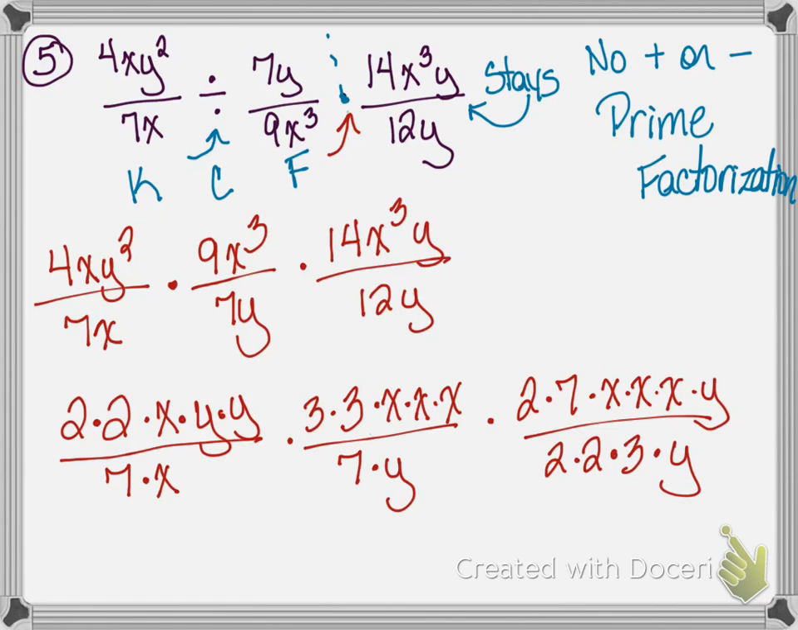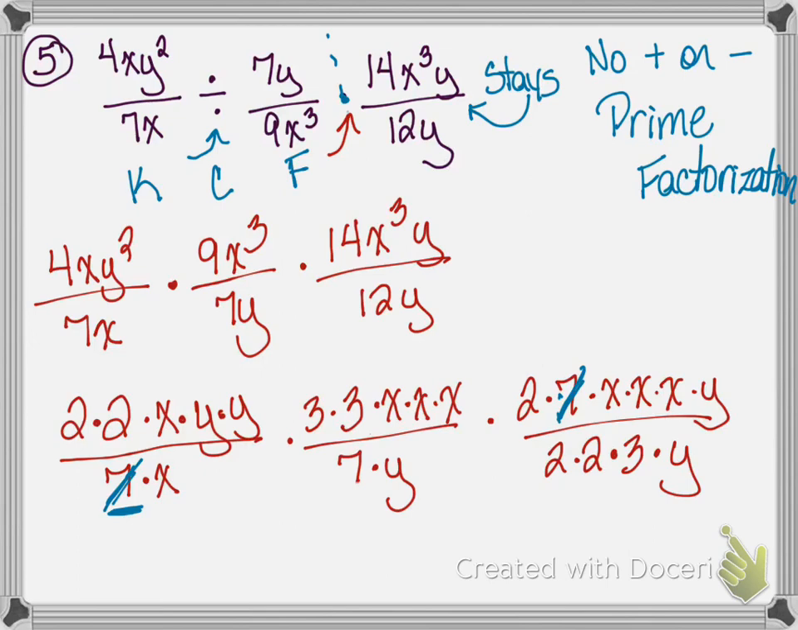Now I can start canceling. Okay, I did have somebody say, can I cancel this 7 and this 7? What do you guys think? Can I cancel this 7 and this 7? No. Why? Yeah, they're both in the denominator. You can only cancel if there's one in the numerator and one in the denominator. So, can I cancel this 7 and this 7? Yes, because one's in the numerator and one's in the denominator.